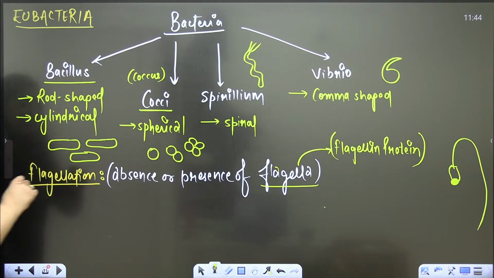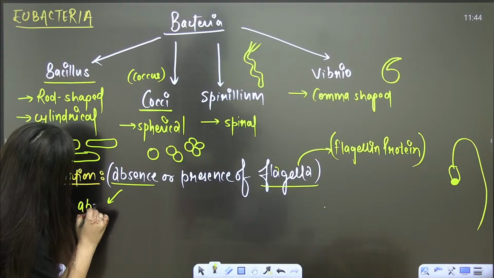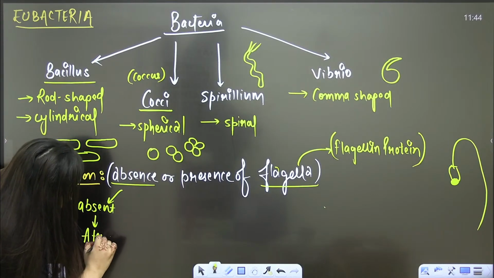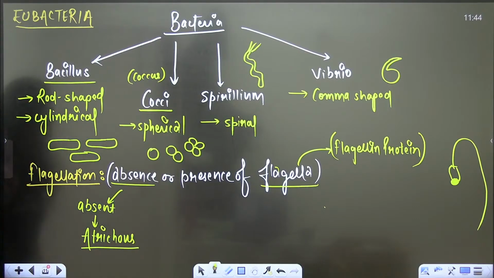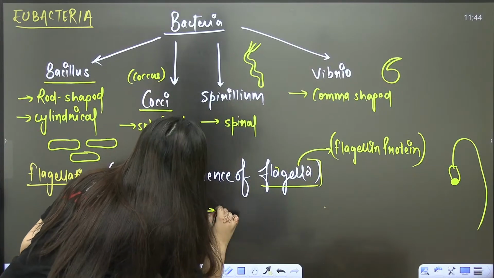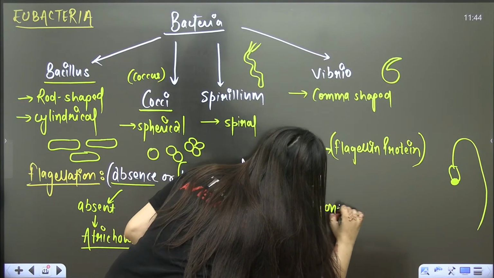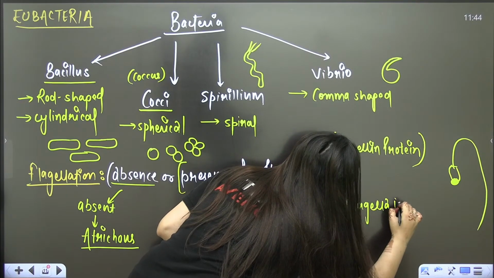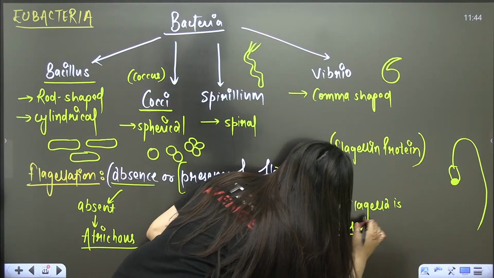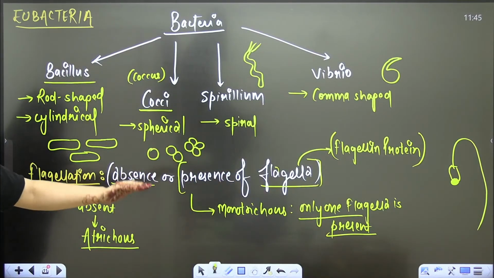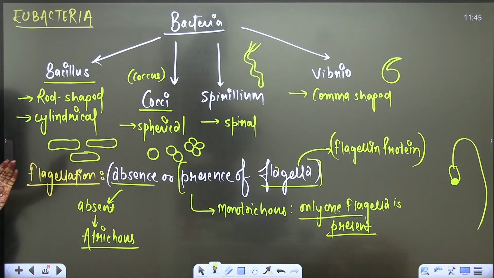If flagella is absent, then the word is atrichous. Now, if flagella is present and there is only one flagellum, it is monotrichous. So we have different words: monotrichous, amphitrichous, cephalotrichous, like this. Is that clear? You are already aware of its structure, am I right?